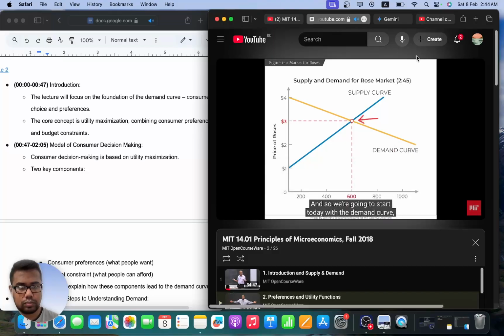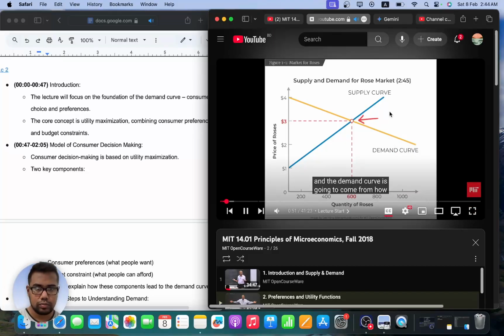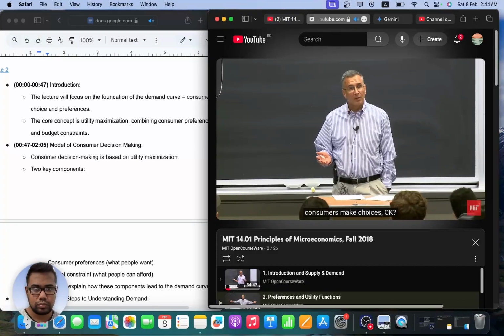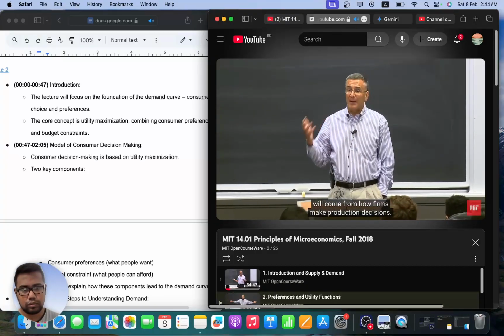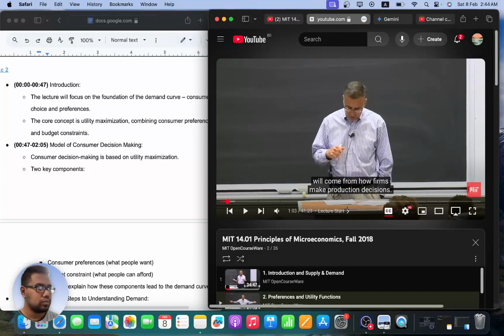We're going to start today with the demand curve, which comes from how consumers make choices. That will help us derive the demand curve. Then we'll turn to the supply curve, which comes from how firms make production decisions. So the demand curve comes from consumers making choices, and the supply curve comes from firms making choices.